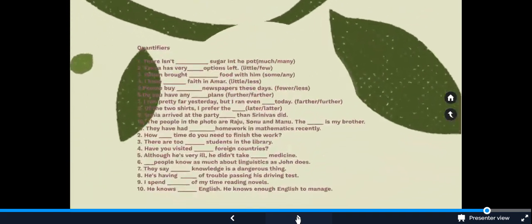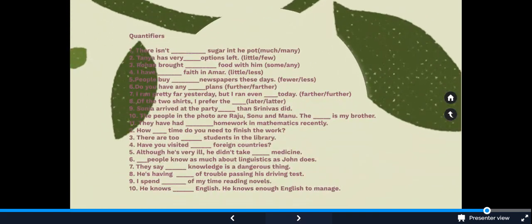Let us move on to the next category, that is quantifiers. So, quantifiers are words used to show quantity. Words like much, many, a few, a little, and all those. So, these kinds of words are used to show quantity. So earlier we have discussed adjectives of quality. Now it is adjectives of quantity. They are also adjectives indicating number. They are called numerical adjectives or adjectives of number.